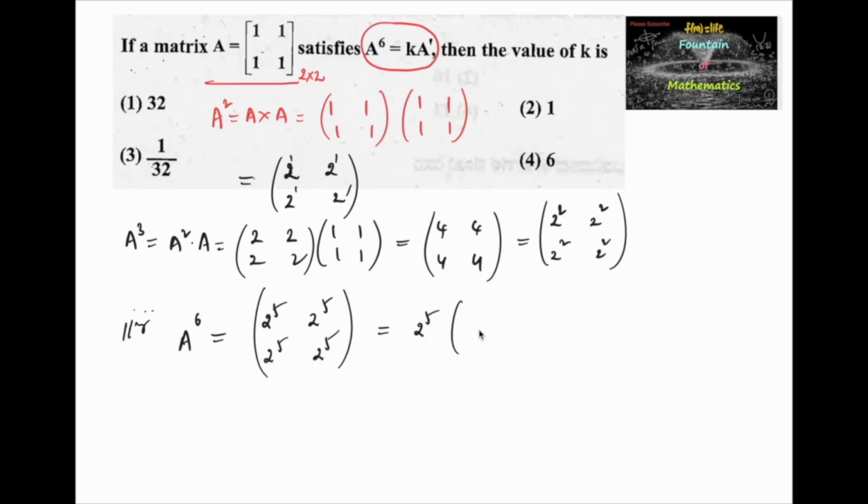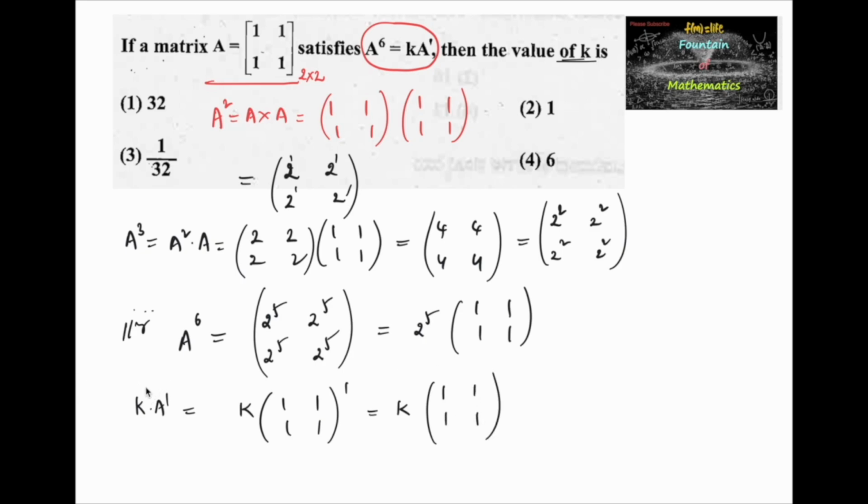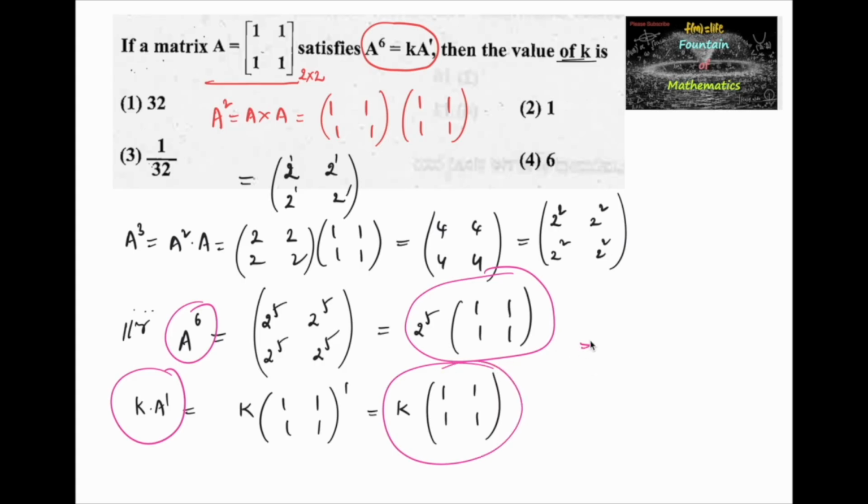So we can take 2 power 5 common, and hence we have [1 1; 1 1]. Also given is k into the transpose of the matrix A, that is k into [1 1; 1 1] transpose, which by interchanging the rows and columns gives the same matrix because all the elements are the same here. Now, comparing, A power 6 is equal to k times A transpose, and here 2 power 5 times [1 1; 1 1] is equal to k times [1 1; 1 1]. So comparing, we get k is equal to 2 power 5, which is 32. So we can give the answer 32, which is option 1.